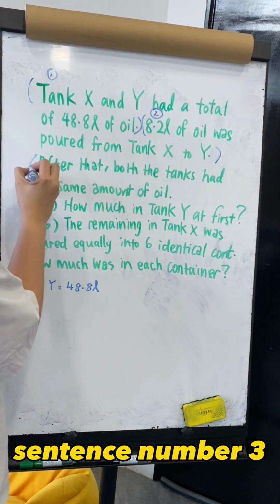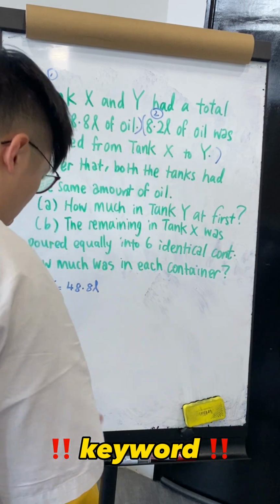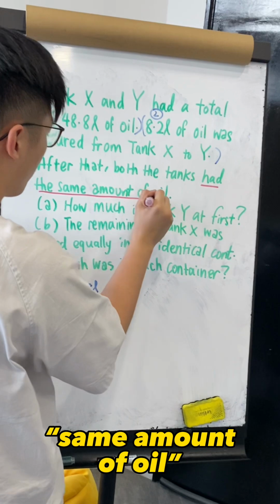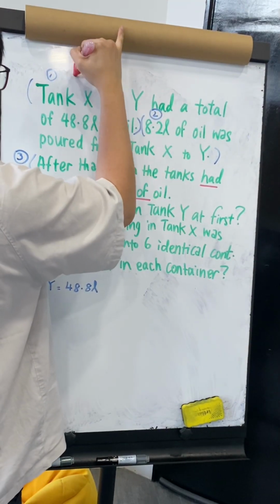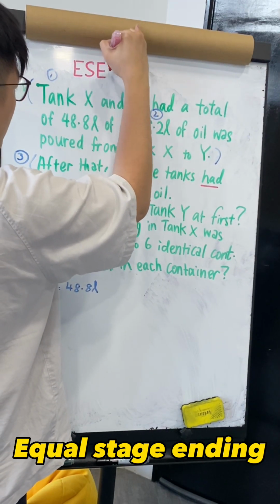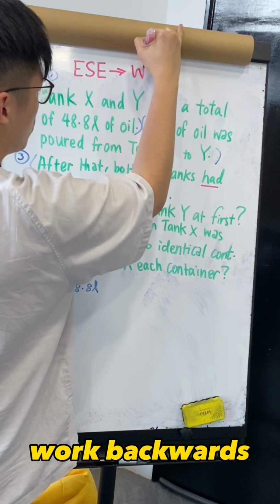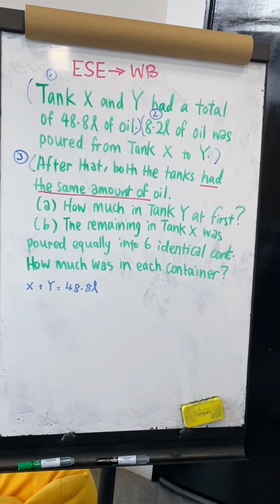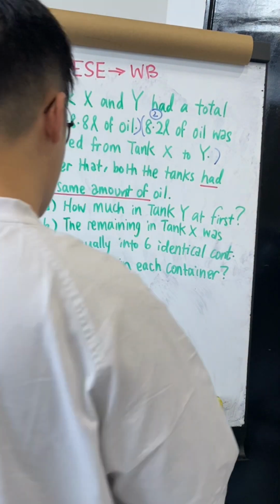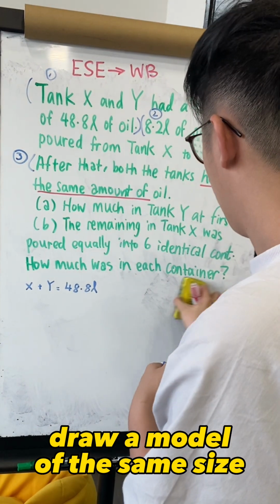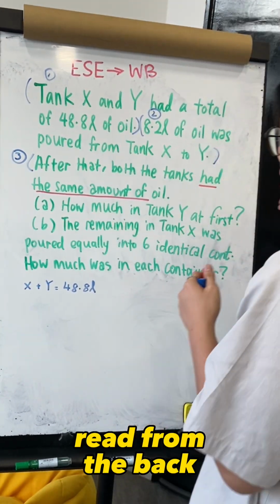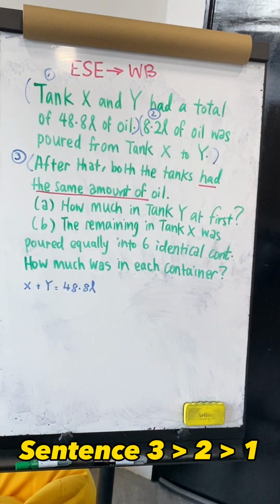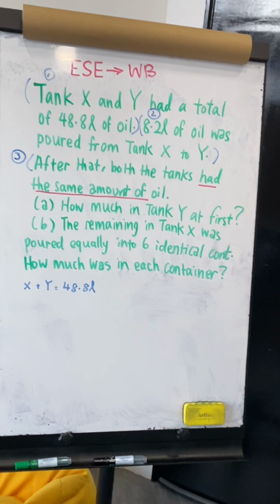Now, if I were to read sentence number 3, again I saw the keyword. The keyword says, had the same amount of oil. Very quickly, I should write down that this is what we call equal stage ending, and equal stage ending requires me to work backwards. Because I know this is equal stage ending, I'm going to draw a model of the same size, and I'm going to start reading from the back all the way to sentence number 1. So I'm going to go 3, 2, 1 instead of 1, 2, 3. Am I making sense here?